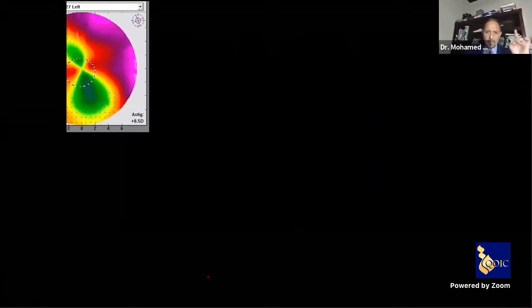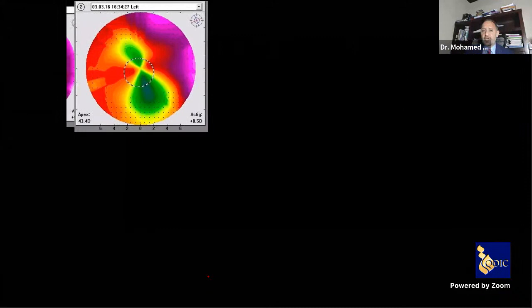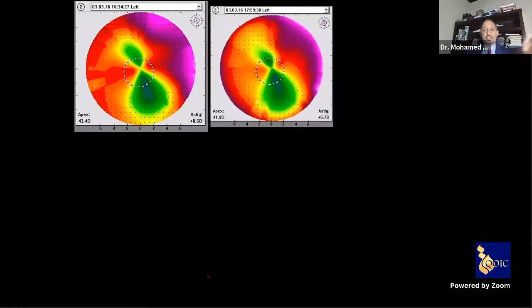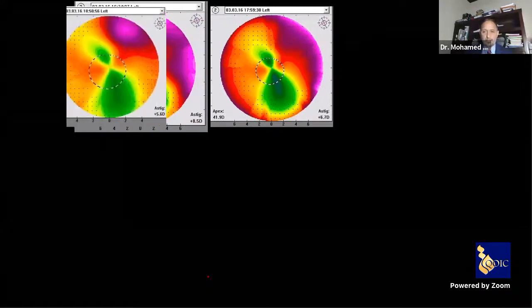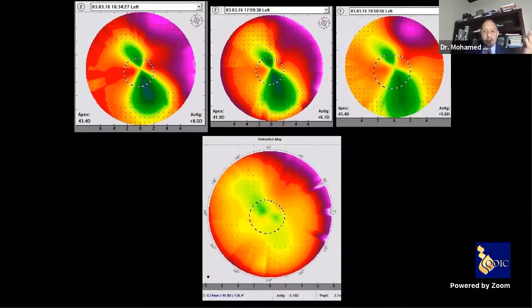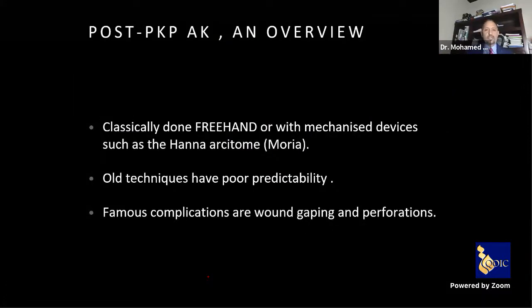So just a quick résumé of this case. Astigmatism was 8.5 diopters. It ended up, after we did an arcuate incision without opening the incision to the surface, at 6.7 diopters. We opened the incision to the surface, it was 5.6 diopters, and then we did LASIK and he ended up with 2 diopters. So this is what we did for this patient.